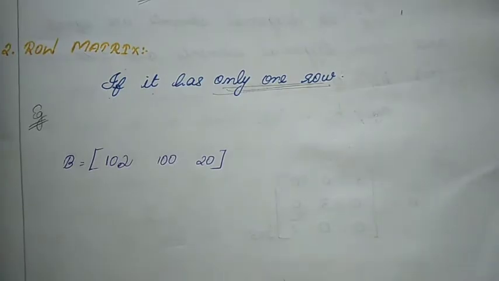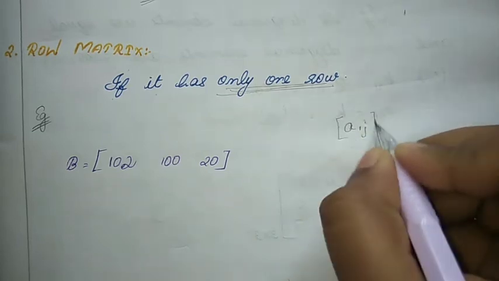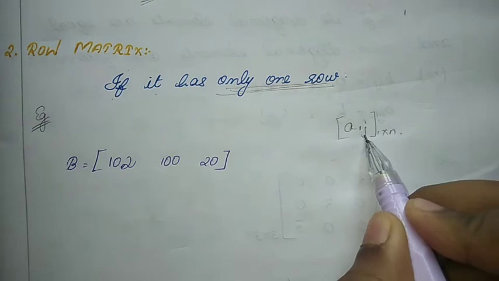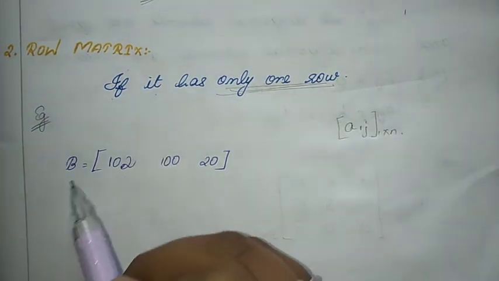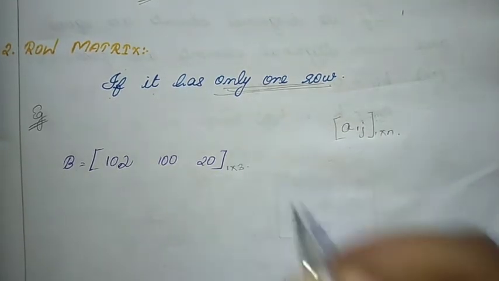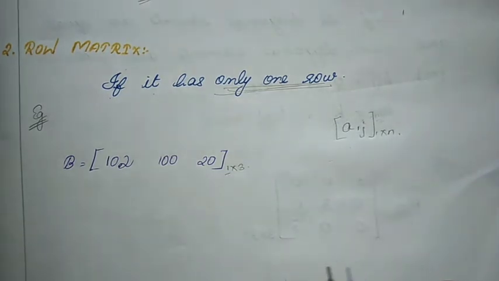What will be the general form for a row matrix? It will be A_1j, 1 by n. So it can have n number of columns, but it should have only one row. That is called a row matrix. The example I gave here is a 1 by 3 matrix. So the number of rows should always be only 1, then it is called a row matrix.